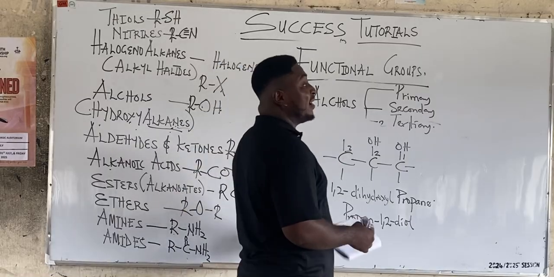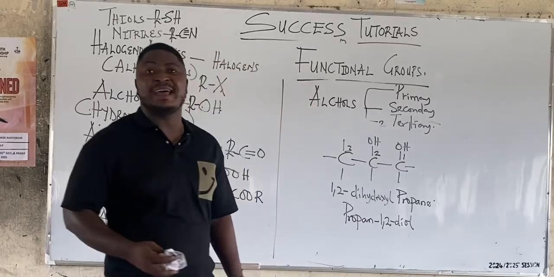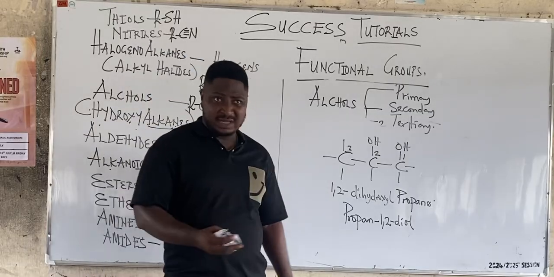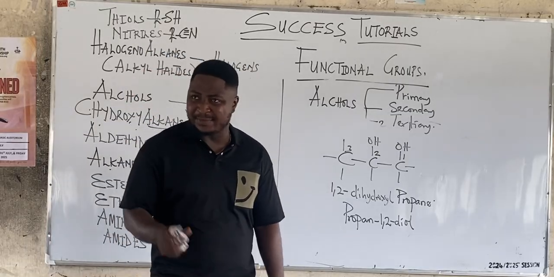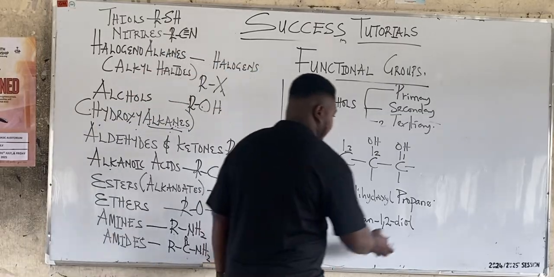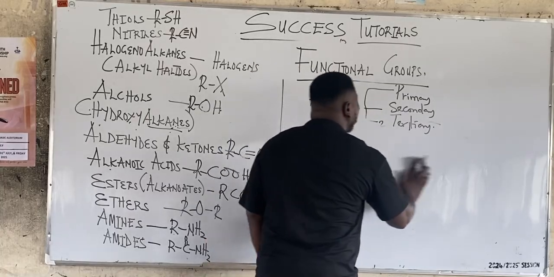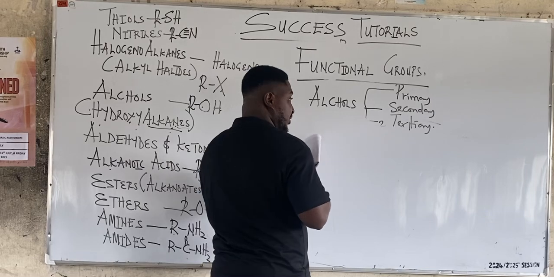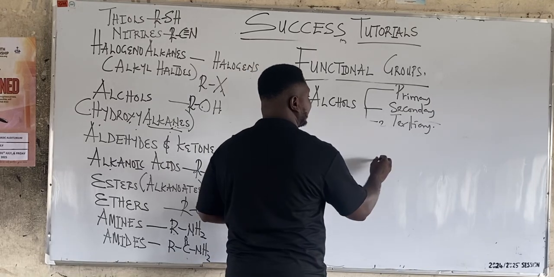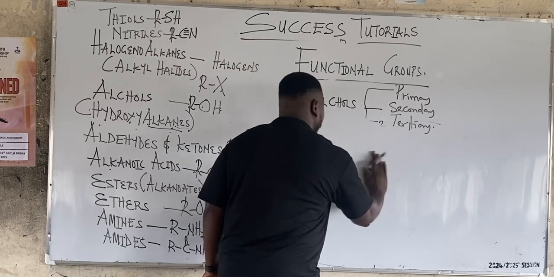Going back to our primary, secondary, and tertiary, how do you recognize the primary alcohol? What do you look out for, that will enable you to say that this is a primary class? We go to the carbon bearing the OH group. I'll give you three examples. Follow me.